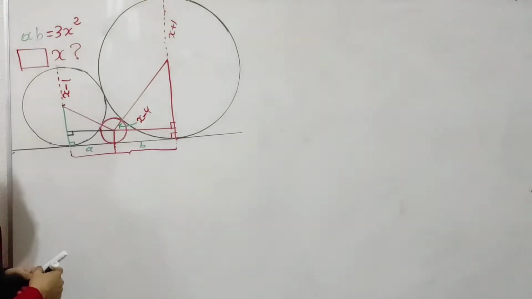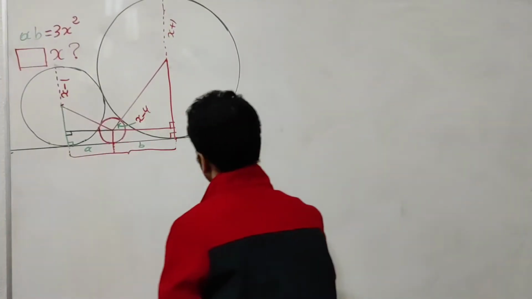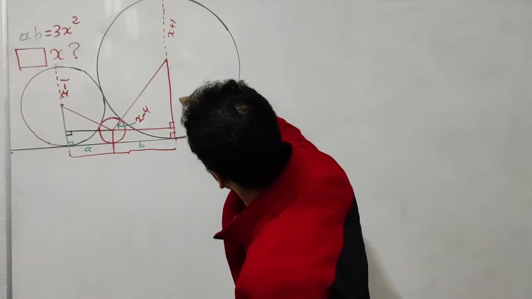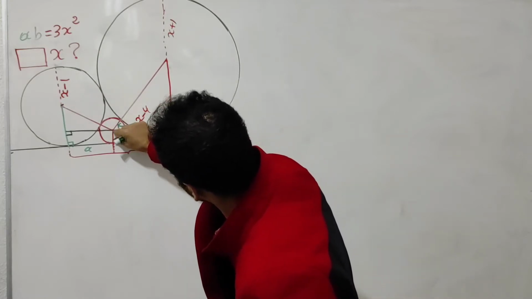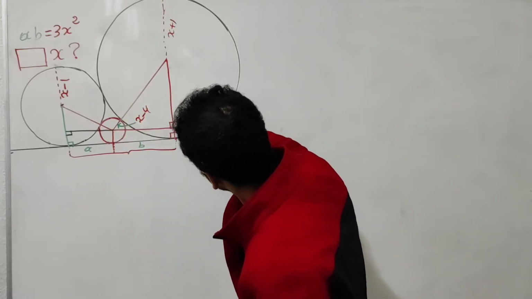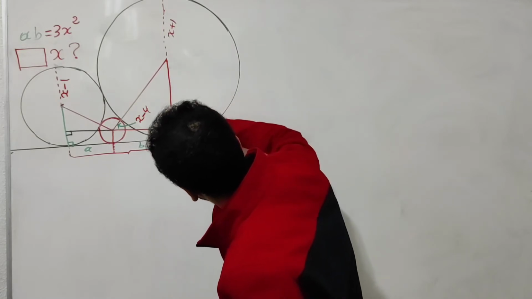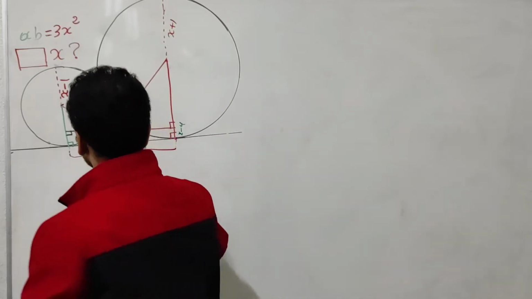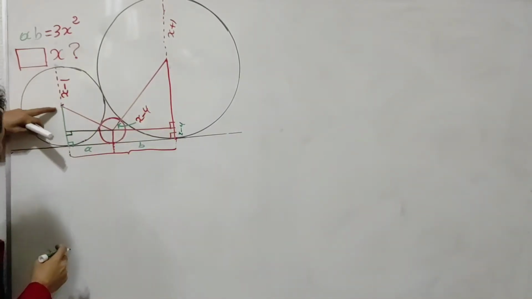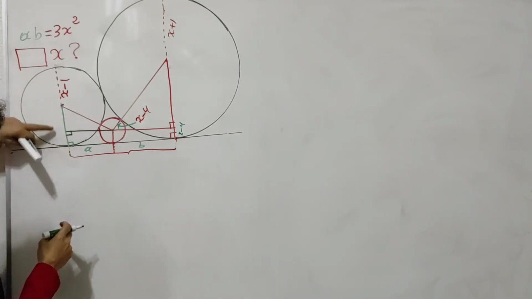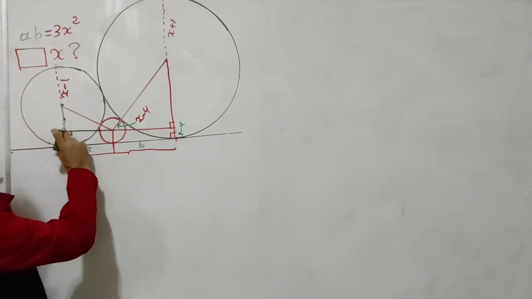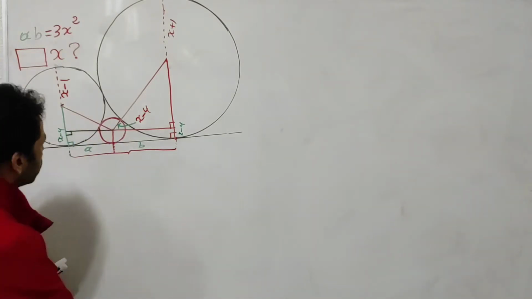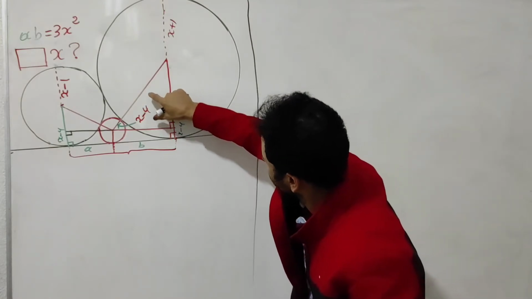I'm going to apply the Pythagorean theorem. If you take a look at this distance, it equals the radius of the big circle minus the radius of the small circle. So this distance here is x minus 4. This distance right here equals the radius of the middle circle minus the radius of the small circle, which is x minus 4. So now I'm going to apply the Pythagorean theorem on this triangle.